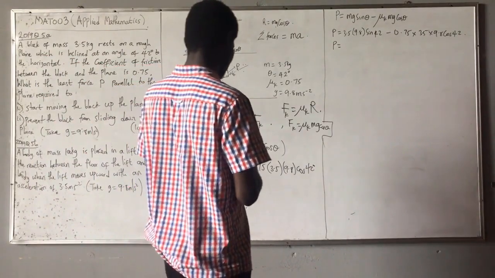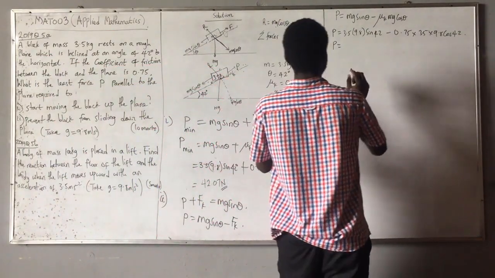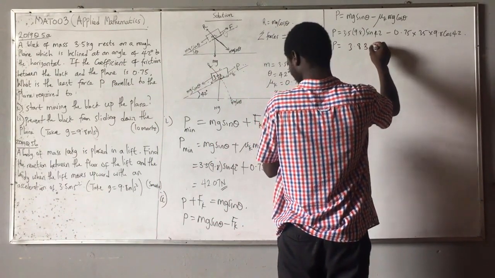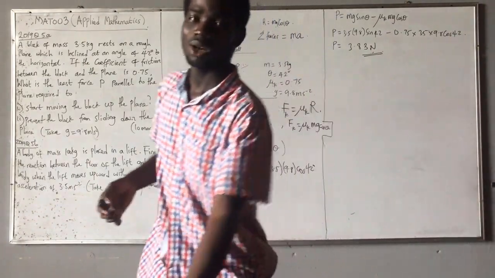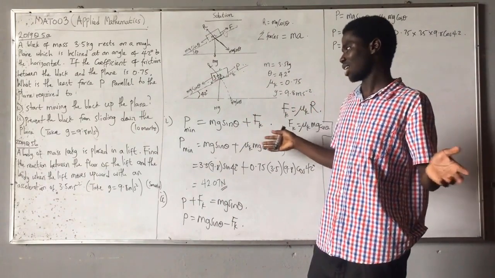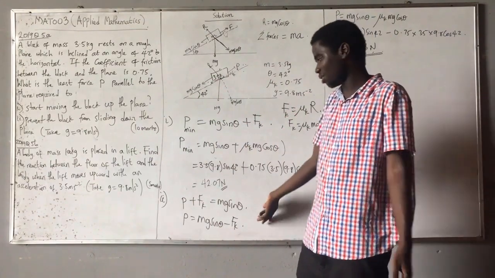So the minimum force I have here is actually equal to 3.83 Newton. That is the minimum force. And since once I can do this one, I am done. I should have my 10 marks. Do you understand? That is all.